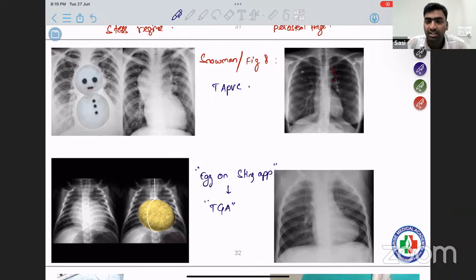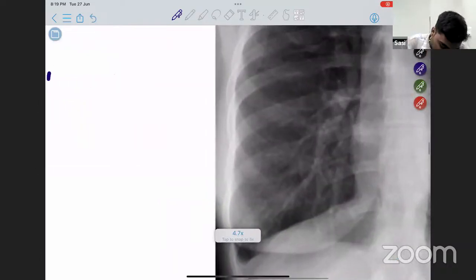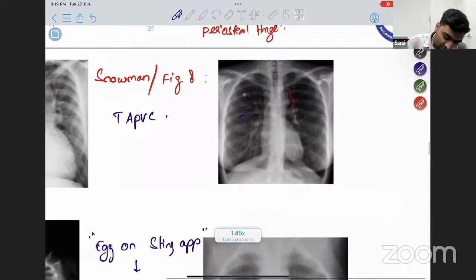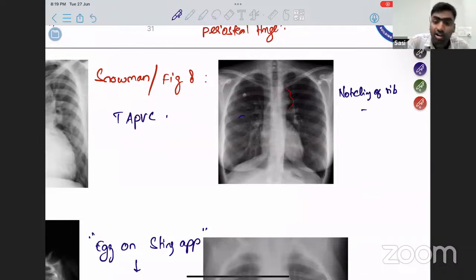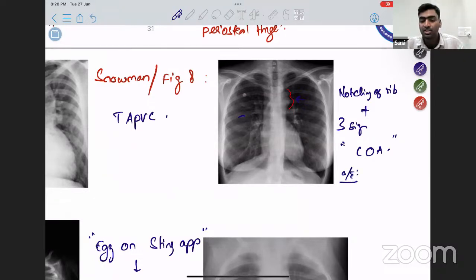In which condition will you see this thing? First, I will show you this thing. Notching of the rib along with the 3 sign. In which condition will you see this? Yeah, correct. You will see it in a case of coarctation of aorta. And we know there is an association with Turner syndrome. Fine. You just remember these 2 points.